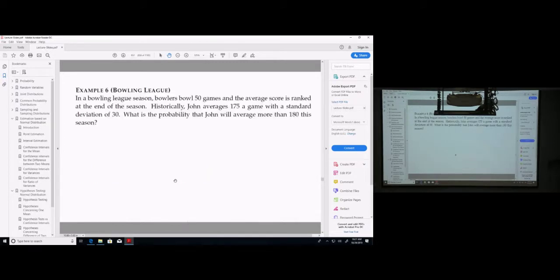Bowling league, all right? In a bowling league season, bowlers bowl 50 games, and the average score is ranked at the end of the season. Historically, John averages 175 a game with a standard deviation of 30. What is the probability that John will average more than 180 this season?